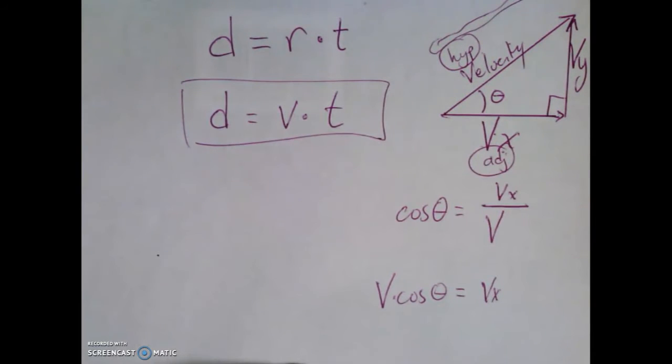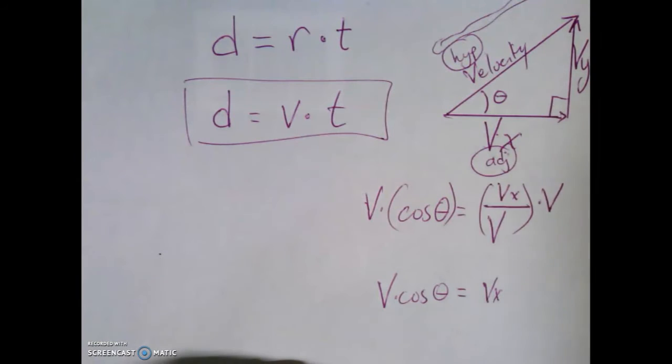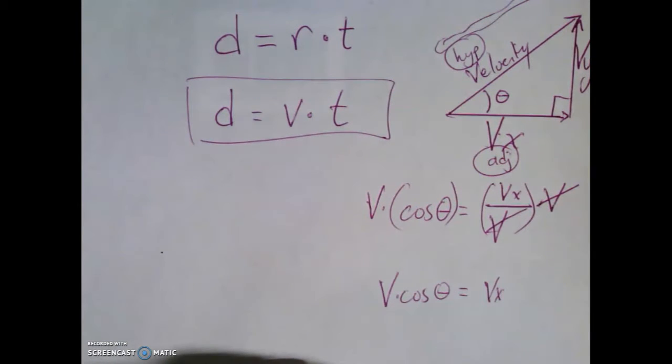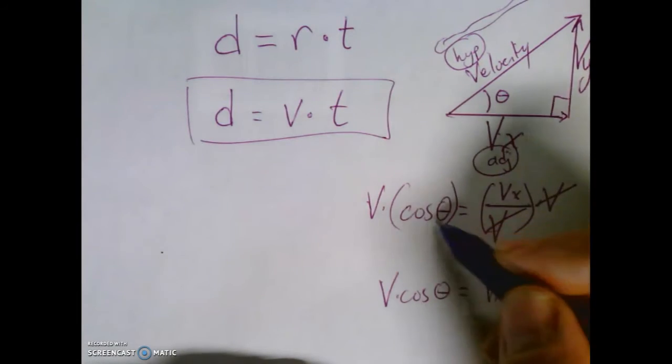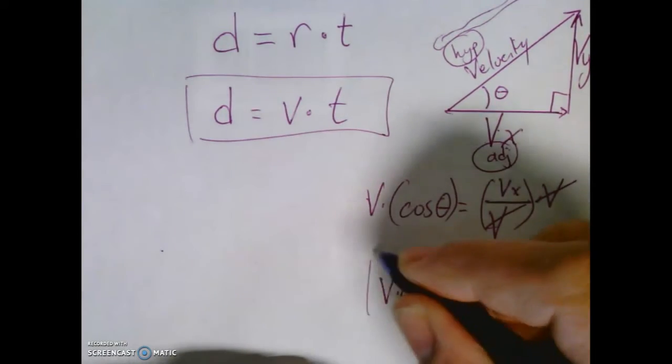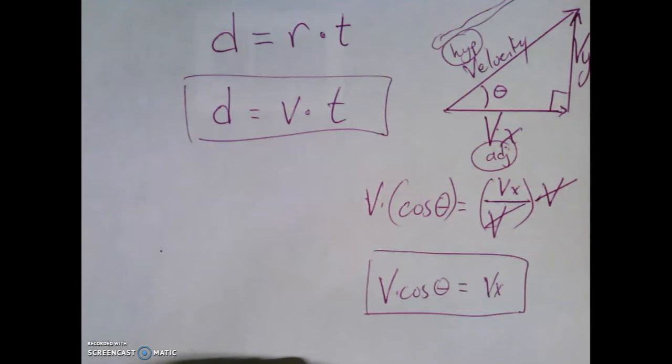Now, if that's not clear, let me show you right now. If you put a V on both sides, like that, voila, the V's cancel on this side, and you get V times cosine of theta equals Vx. So this is how much of the velocity is in the x direction.